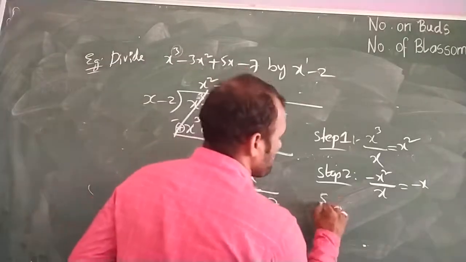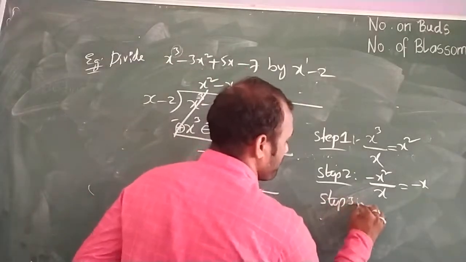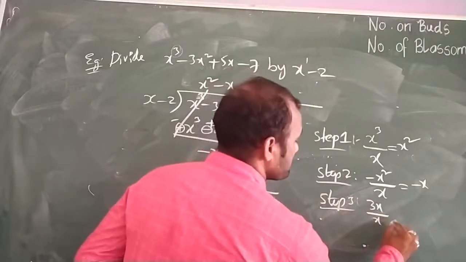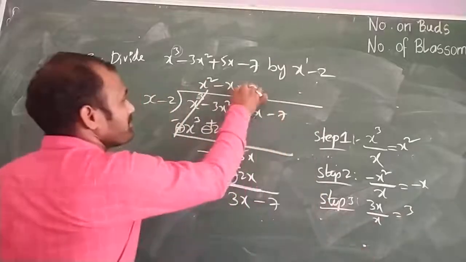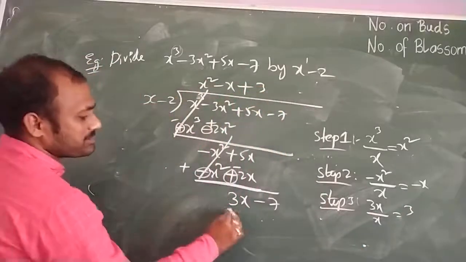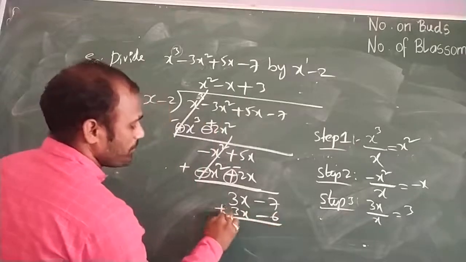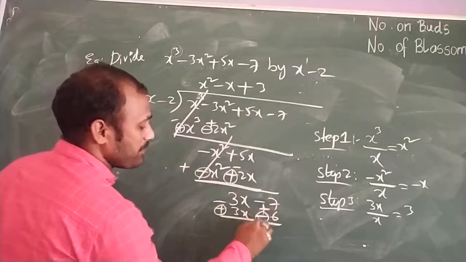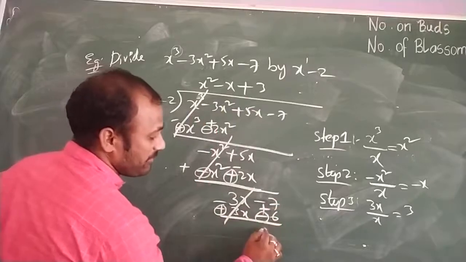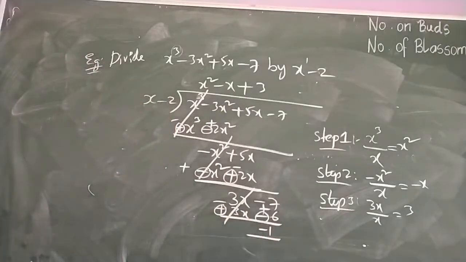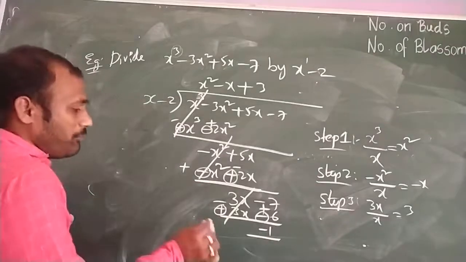Next, we have to perform step 3 here. 3x divided by x is 3. So plus 3 into x minus 2 gives 3x minus 6. So plus, minus, minus, plus. Minus 7 plus 6 will be minus 1. So we have to stop the division.